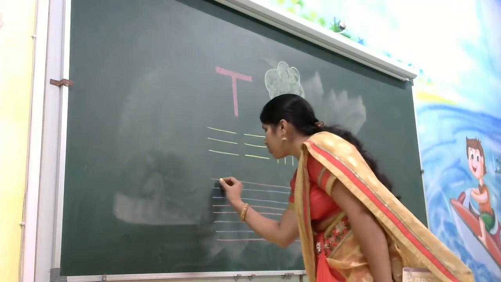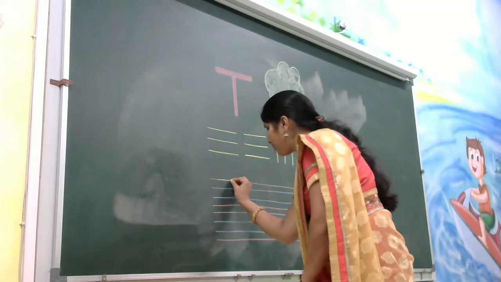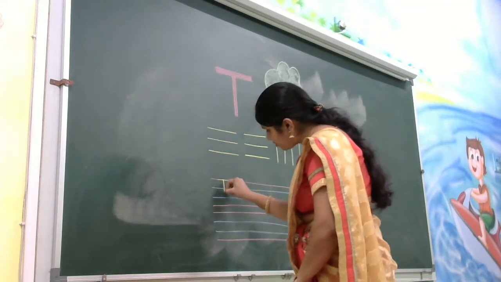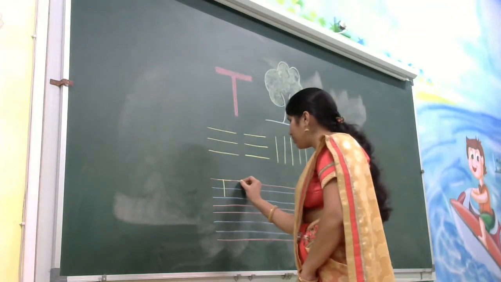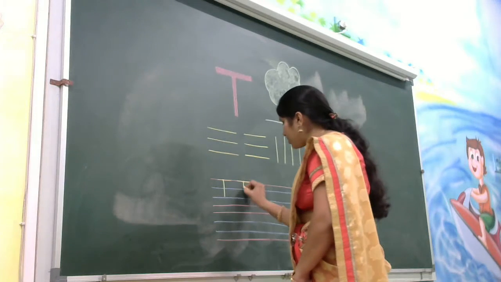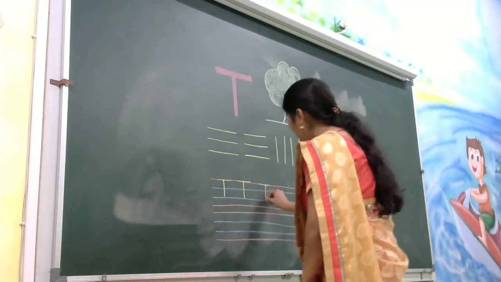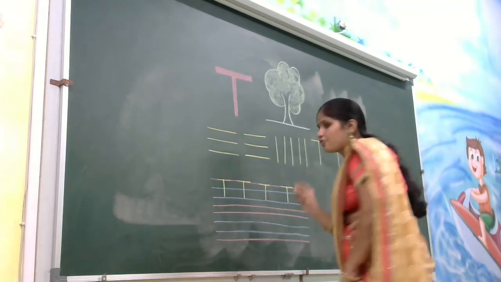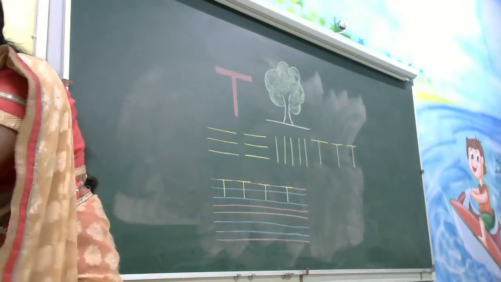Okay, on the first pink line, write one sleeping line and then one standing line from the pink line to the third blue line. Sleeping line and a standing line. T. T for tiger. When you are writing, you have to say and write.